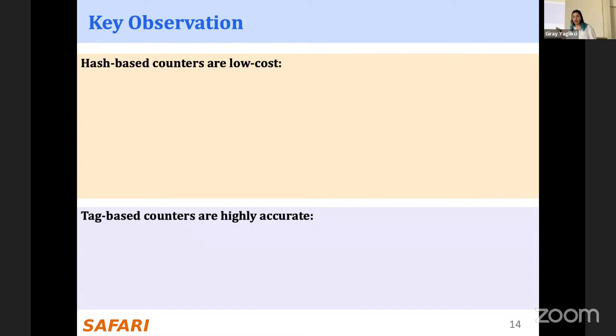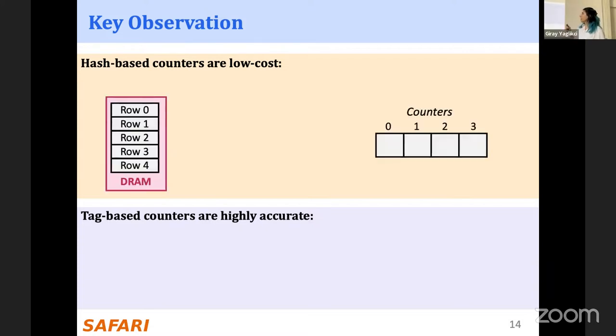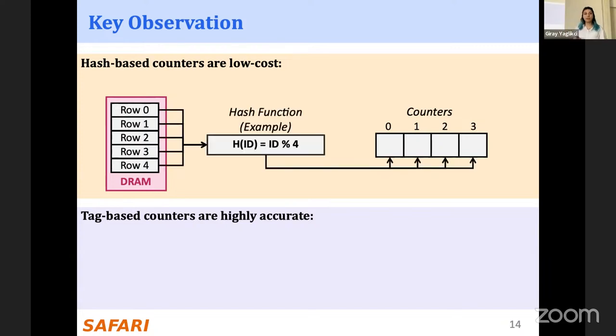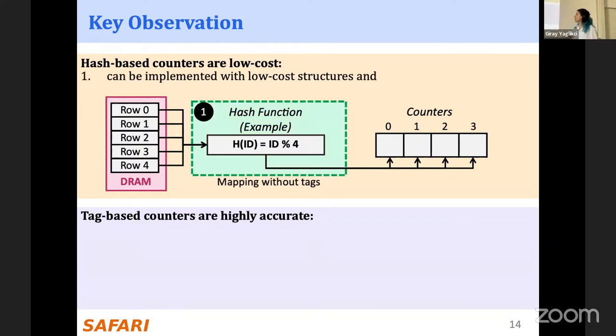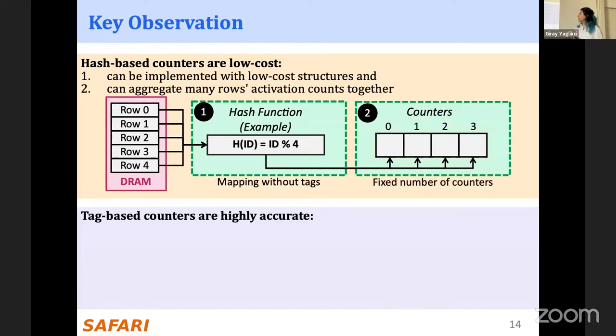And now let me explain how these different types of counters work. So hash-based counters map DRAM rows to a fixed set of counters by using hash functions. They take the row ID as an input to the hash function, and use the output as an index for the counter, basically mapping each DRAM row to different counters. So this gives us two main advantages. The first one is that hash-based counters are implementable with low-cost structures because this enables mapping without tags. And second, hash-based counters can aggregate many rows' activation counts together and represent them with a fixed number of counters. And that makes them low-cost.